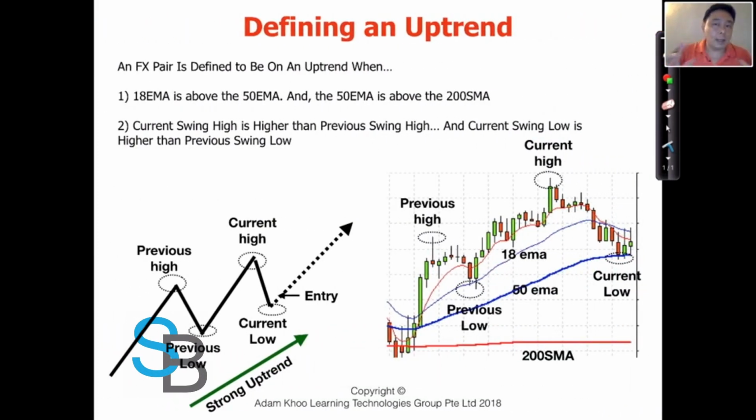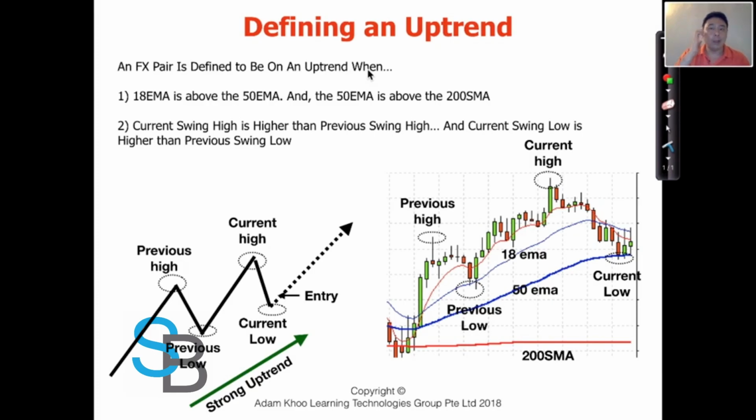So once you understand the concept, let's go into details now. First of all, again, how do we define an uptrend? An uptrend is when we're going to go long on the forex pair. A forex pair is defined to be on an uptrend when two things happen. You have to have these two conditions before going long.